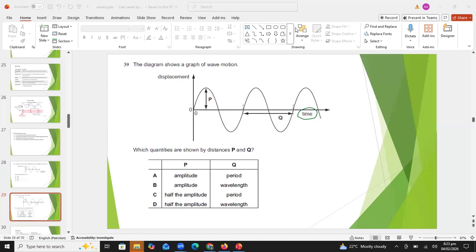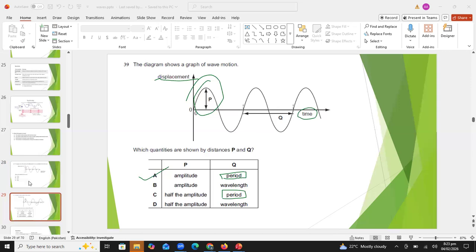So how can we measure the wavelength? Obviously, we cannot measure it. So Q is basically the time period. So the answer can be A or C. And for P, there is displacement on the y-axis, so displacement will give us the amplitude. So P is representing the amplitude. So A is the correct answer. Is it clear to you, everyone? A is the right answer. Okay.